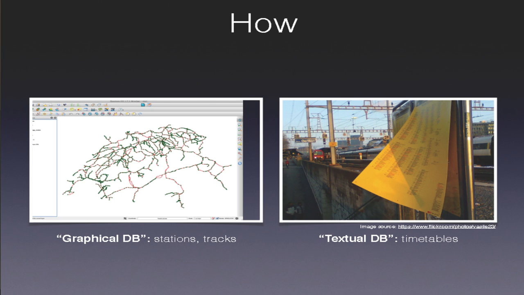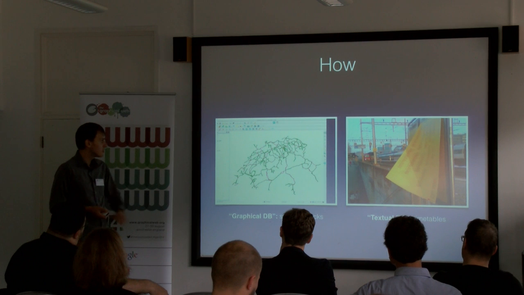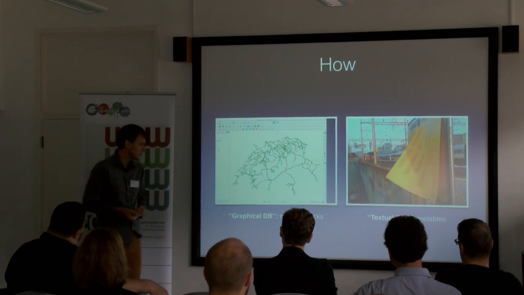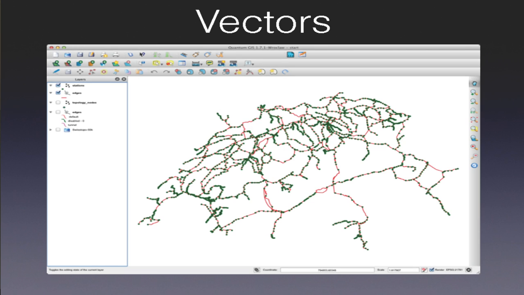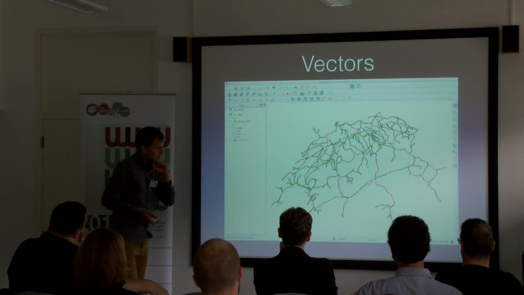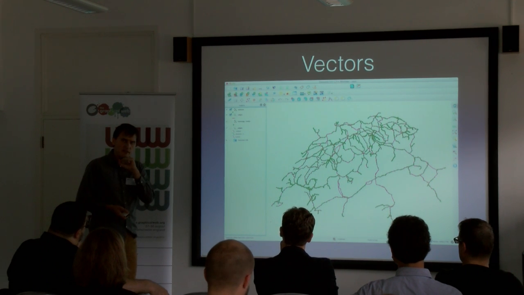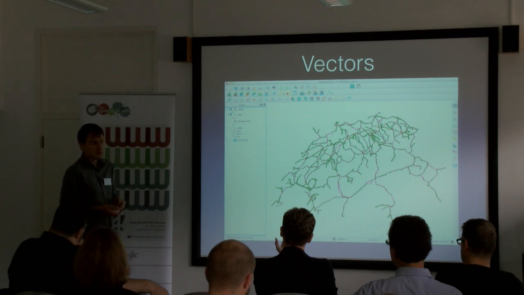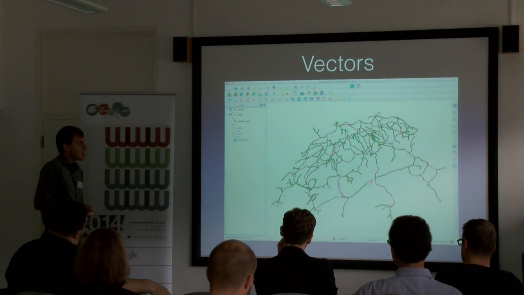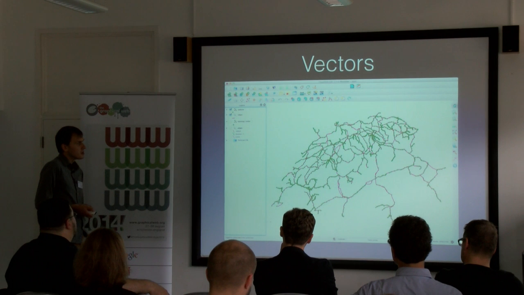There are two databases. There is a graphical one containing stations and tracks, and there is a textual one. So let's dive into detail for each of them. The first one is having dots. The dots are the stations and the lines, and basically Switzerland has a 5,000 kilometer network of this size, and it was in 2006.